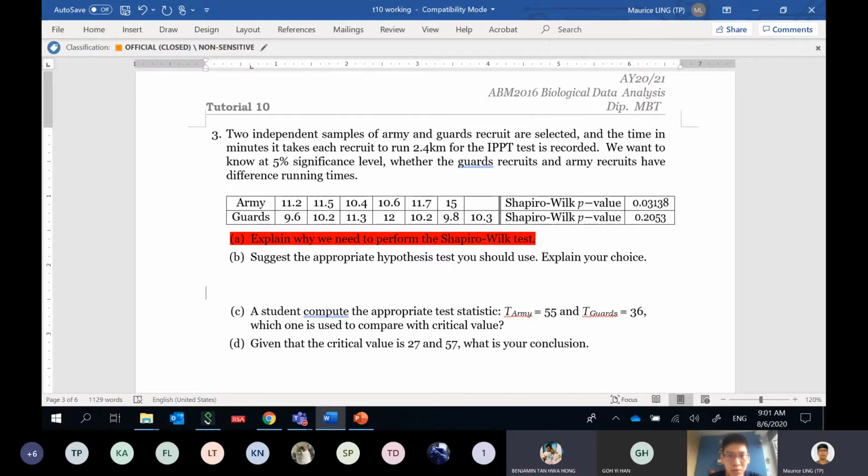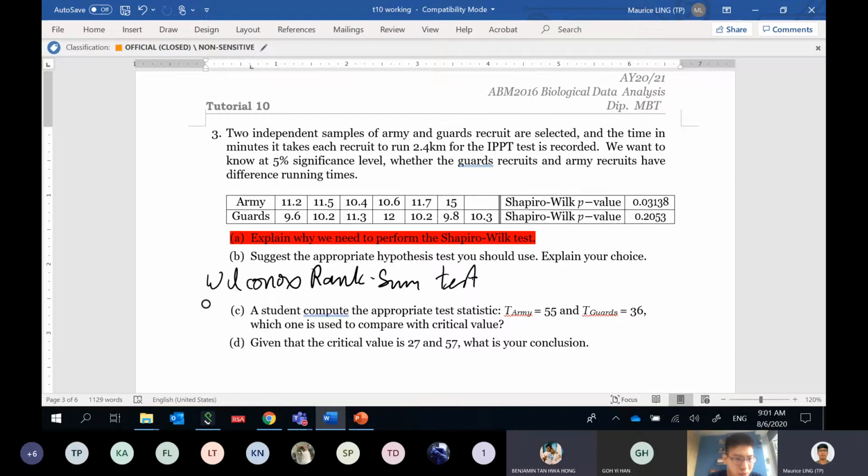Yeah, Wilcoxon rank sum test. Okay. If this is parametric, what test will you use? That means if these two are normally distributed, what test will you use? Independent t-test. Independent t-test. Okay.